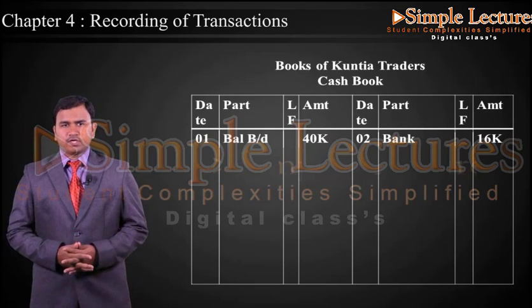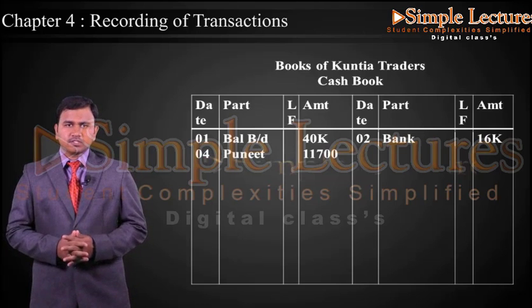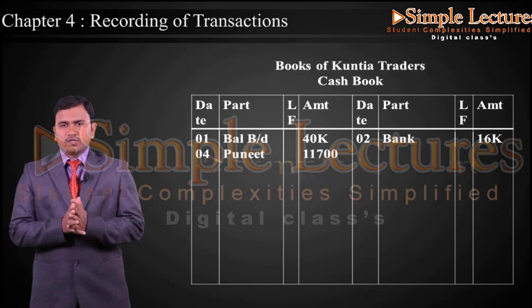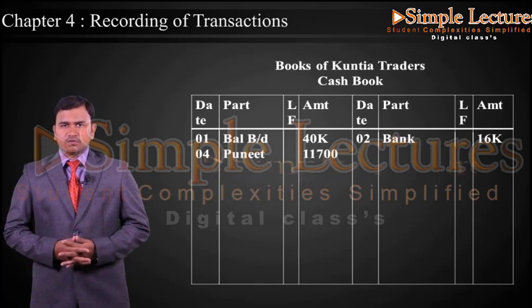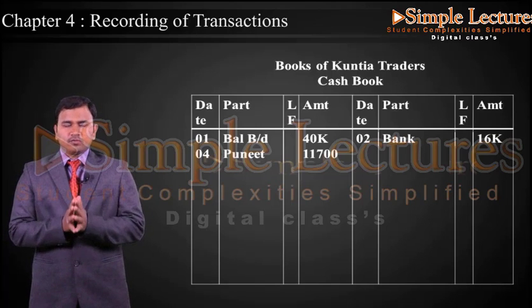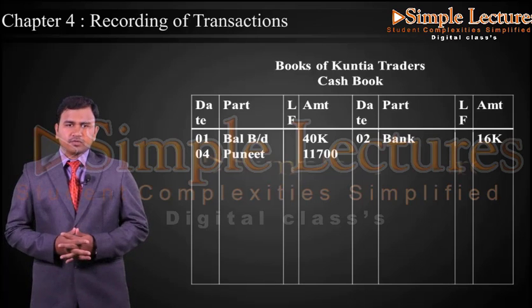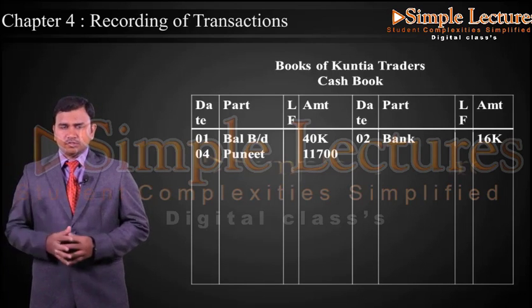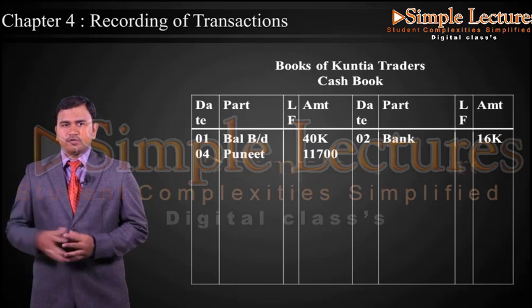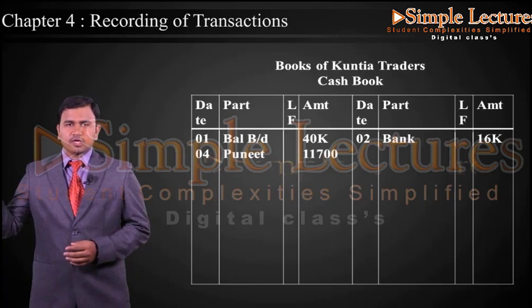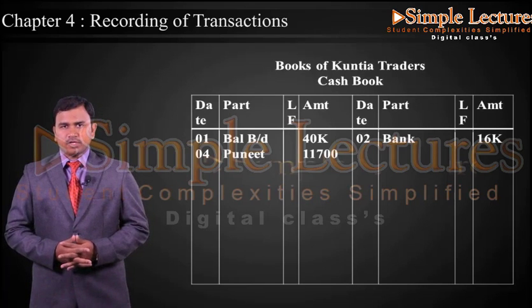Next transaction we have on September 4th. The transaction here is received from Puneet in full settlement of claim rupees 12,000 after allowing a discount of rupees 300. So what we are receiving here is 11,700 from Puneet. It is a receipt that should be recorded on the debit side. So the date will be September 4 and the entry will be to Puneet account in the amount column 11,700.